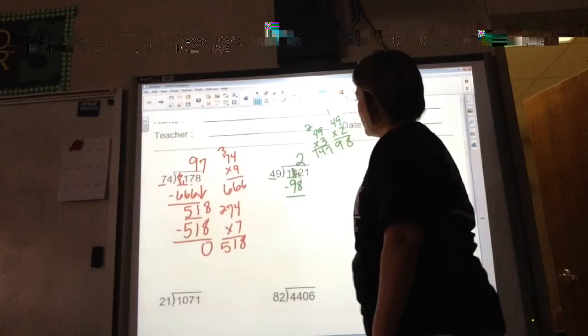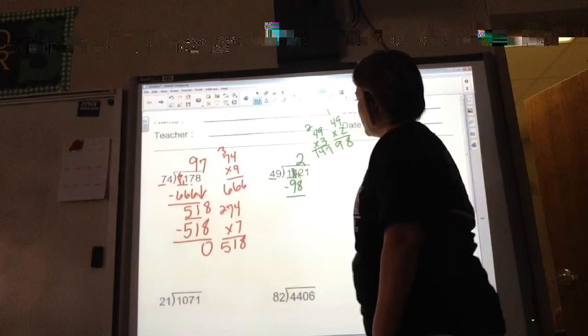I have 2,960 divided by 97. Now underline my 9, underline my 29, put a dot underneath the 6. Okay? How many times can 9 go into 29? 9 can go into 29 3 times. So I'm going to try 97 times 3. 3 times 7, 21. 3 times 9, 27 plus 2, 29. 291. Does it work? Yes, because it's less than 296.